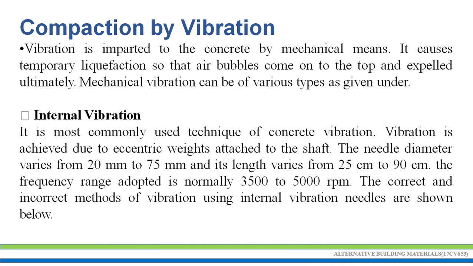Next, compaction by vibration. So vibration is a mechanical instrument. So temporarily it liquefies the concrete so that air bubbles come to the top and are expelled ultimately. So the different mechanical vibrators, first one is the internal vibration. In internal vibration, it is a commonly used technique of concrete vibration. Vibration is achieved due to eccentric weight attached to the shaft. The needle varies from 20 mm to 75 mm and length varies from 25 cm to 90 cm, and frequency range adopted is normally 3500 to 5000 rpm. So this is called internal vibration.